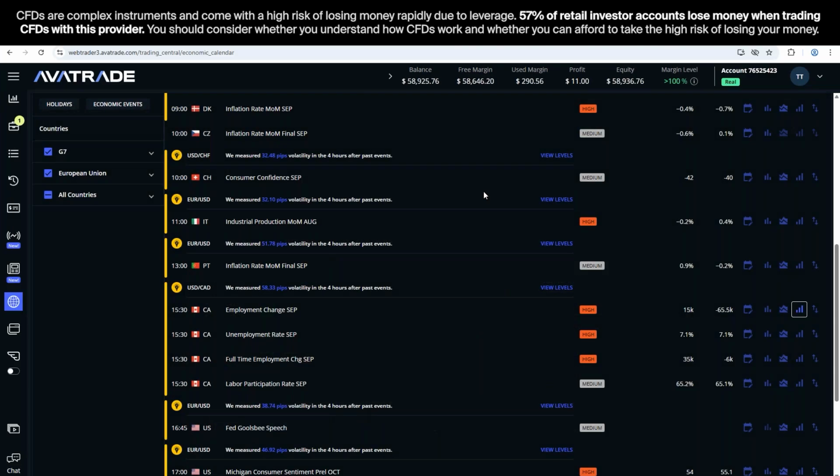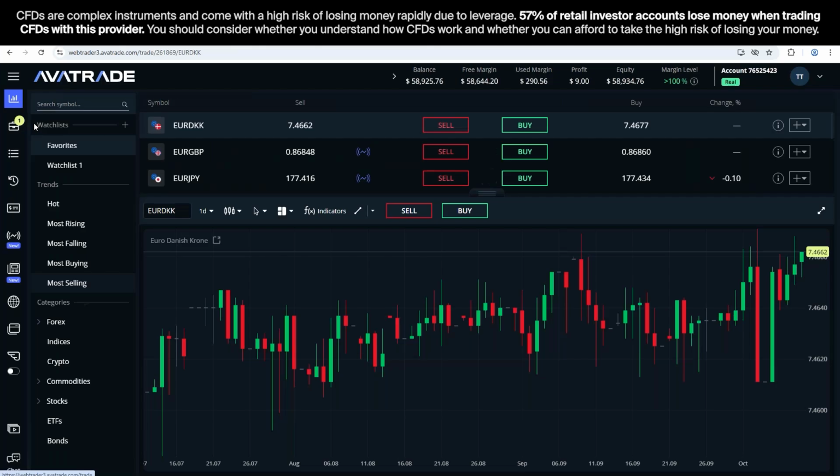50-50. Any questions, comments on the use of this economic calendar? I'll pause for a moment. Okay, and if I see any questions pop up, I'll address them as I see them. Now, we can go back to the trade area.